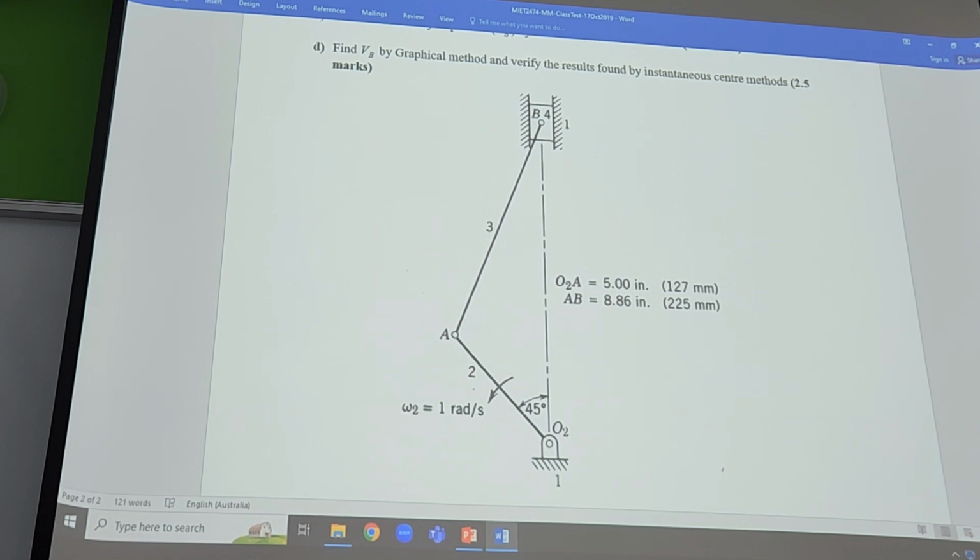It's 12 cm, 22.5 cm. Okay, in the exam, you need to use the dimensions and units correctly. When you write velocities, you must write whether the unit is inch per second or mm per second.